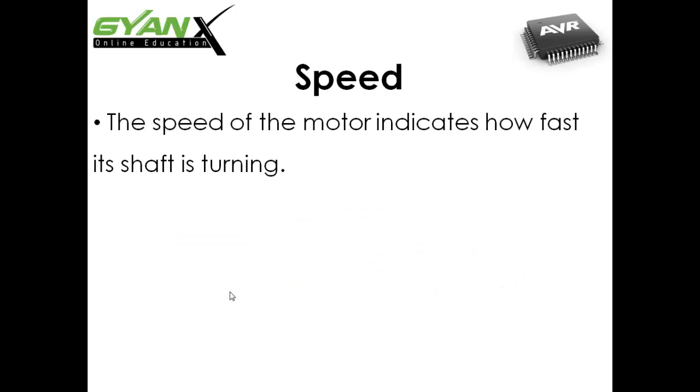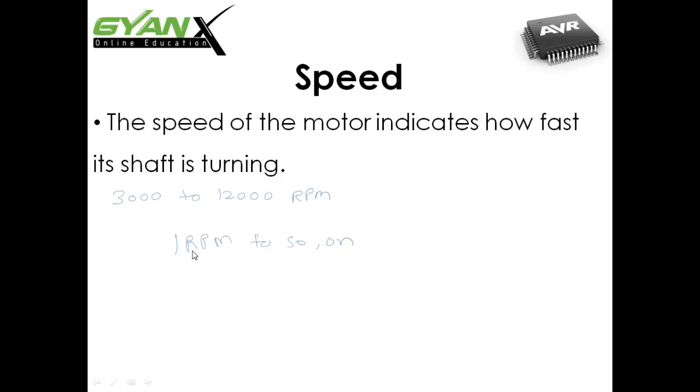The speed of the motor indicates how fast its shaft is turning. The speed of a motor without a gearbox is actually 3000 to over 12,000 rpm. With a gearbox the speed can vary from 1 rpm and so on. Stepper motors are not rated in rpm but in pulses per second. So make sure whenever you are going to buy a stepper motor, you check the pulse rate per second.